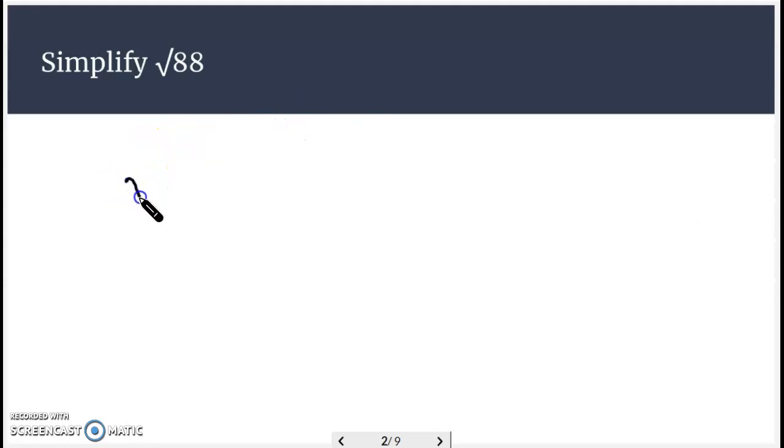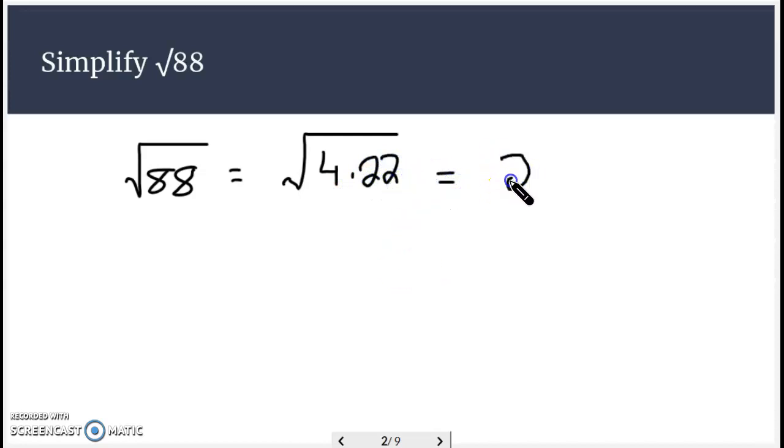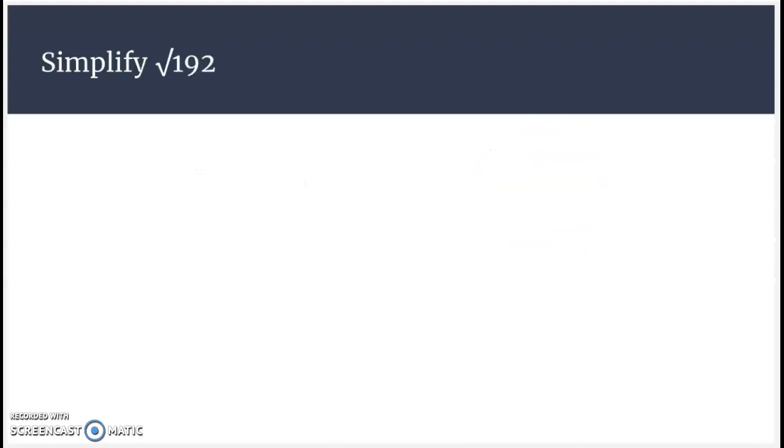Square root of 88. 88 is not a perfect square. However, we can break it down into 4 times 22. 4 is a perfect square. 22 is not. The square root of 4 is 2. But then we're just going to leave square root of 22 as is.